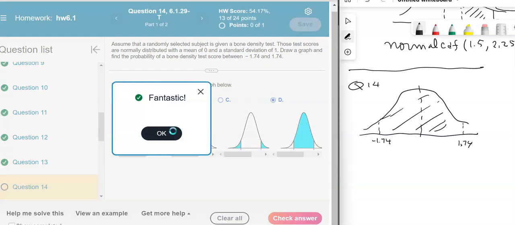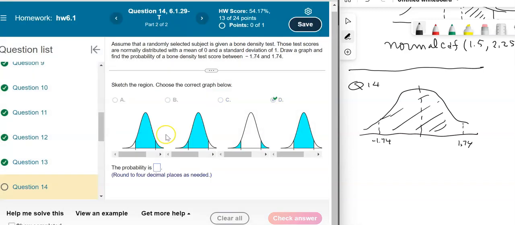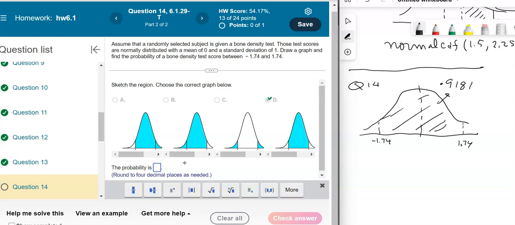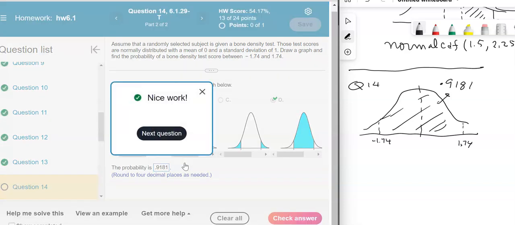Okay, so check answer. Okay, so probability, I mean, it's pretty simple. So second bars, normal CDF, lower is negative 1.74, comma, high is 1.74. Okay, so that area shade is 0.9181. A full decimal, 0.9181. Okay.